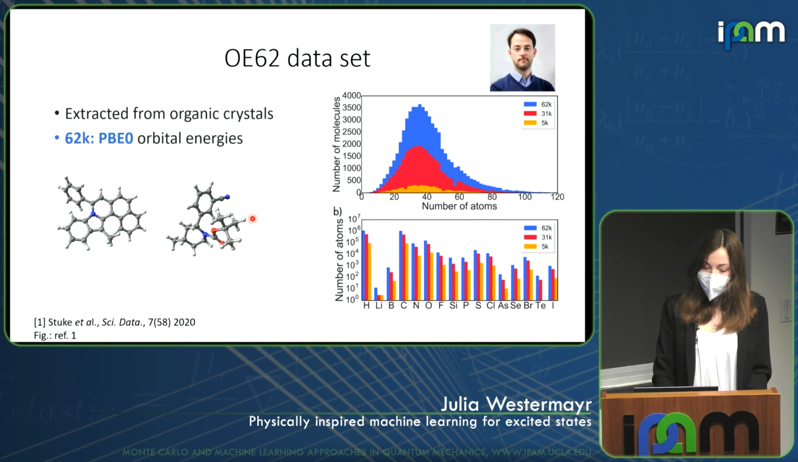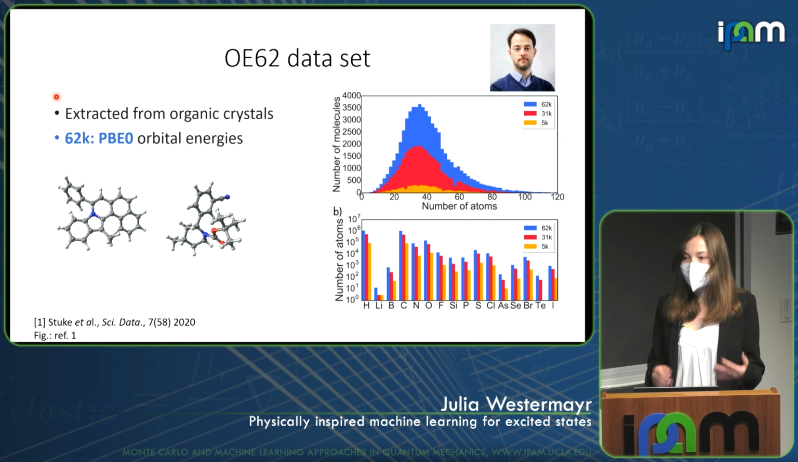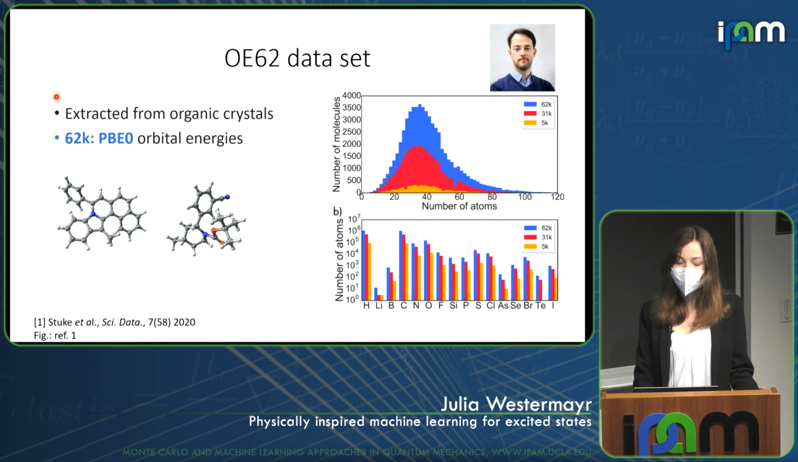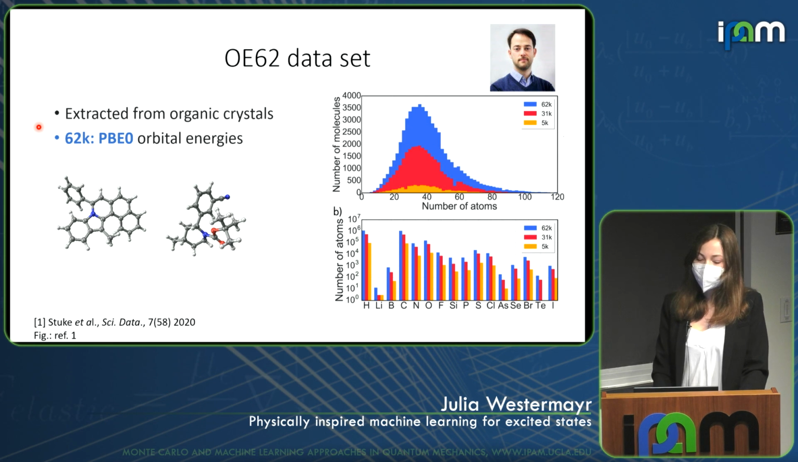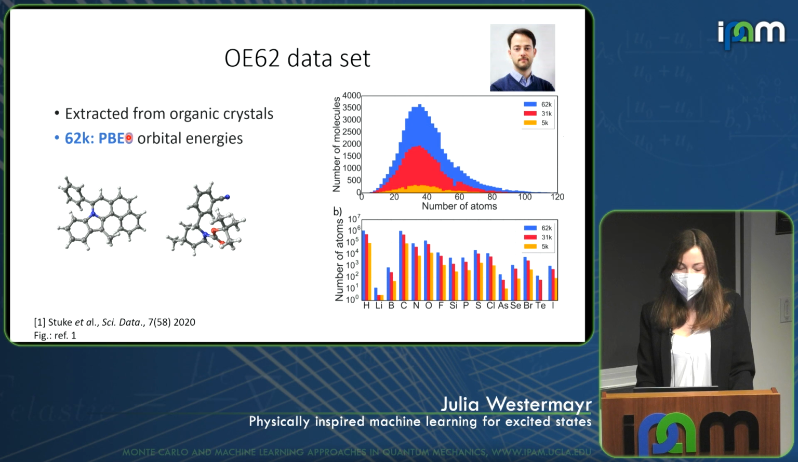And the data set that we use for this purpose is the OE62 data set. And this is a very powerful data set because it contains 62,000 data points of organic molecules that were extracted from organic crystals. So they could be really potentially relevant in optoelectronics. And they contained PBE0 orbital energies. And as Lucas has already mentioned yesterday, many people use orbital energies to approximate excited states. I'm not saying that it's accurate, but we also did it here.